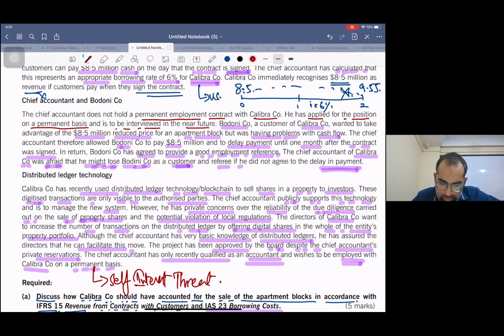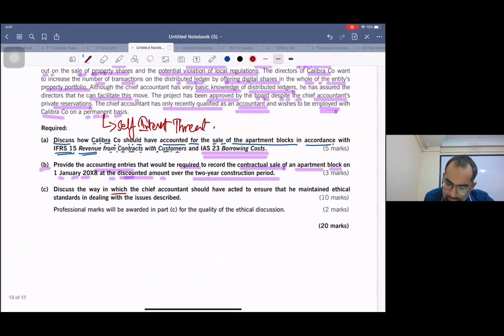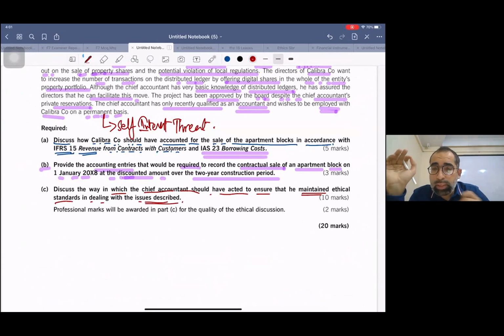Now read this. Discuss the way in which the chief accountant should have acted to ensure that he maintained ethical standards in dealing with the issues described. Okay, so now, just not the safeguard you have to write. Safeguard is hardly 1 or 2 marks. You need to discuss the whole scenario which is written in the question.